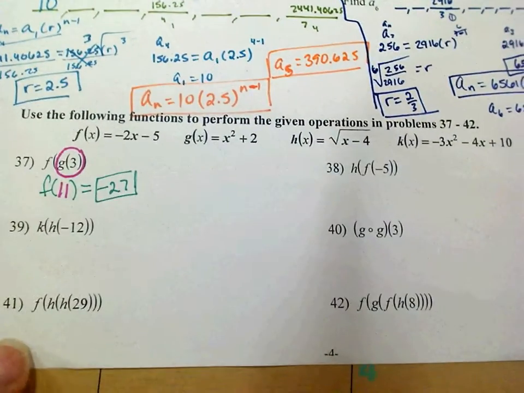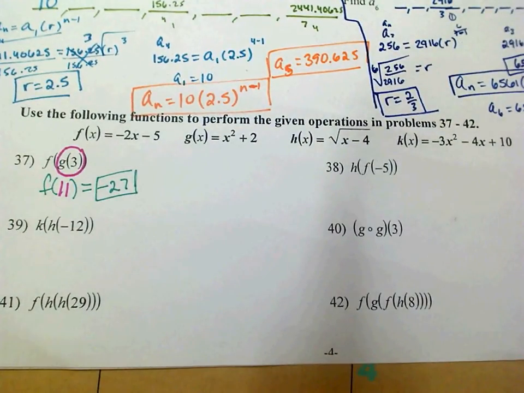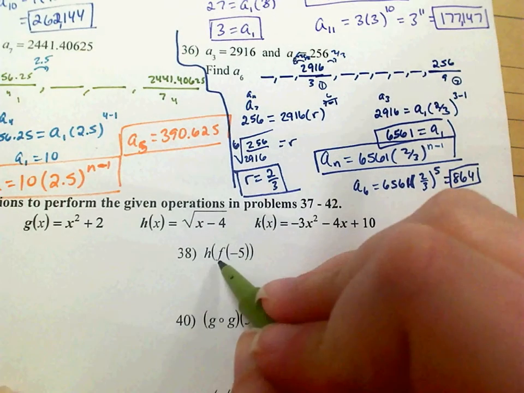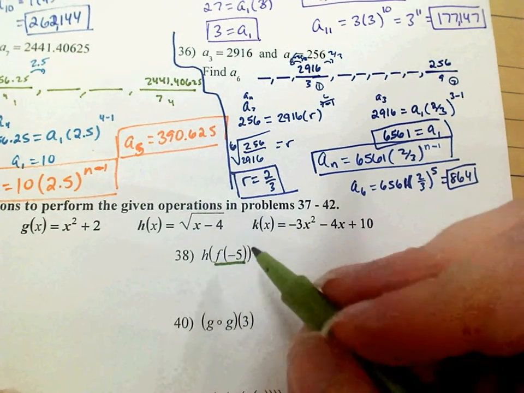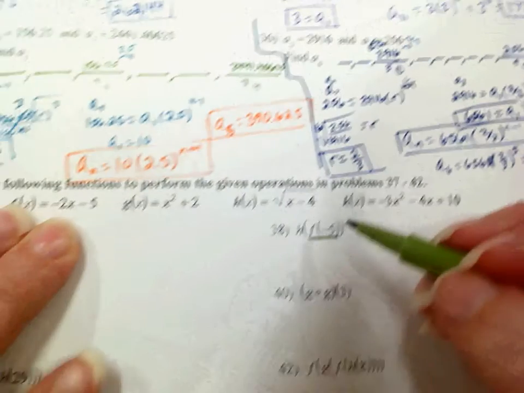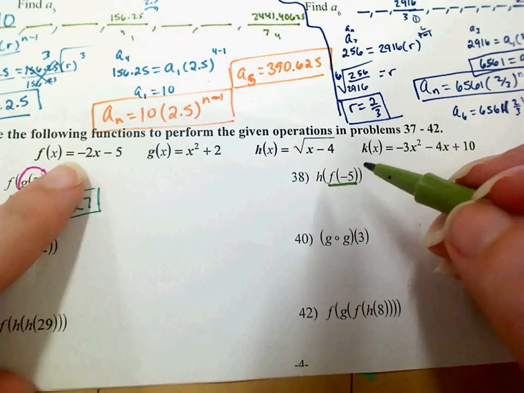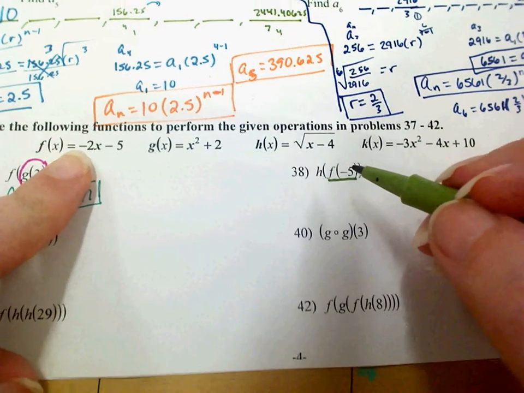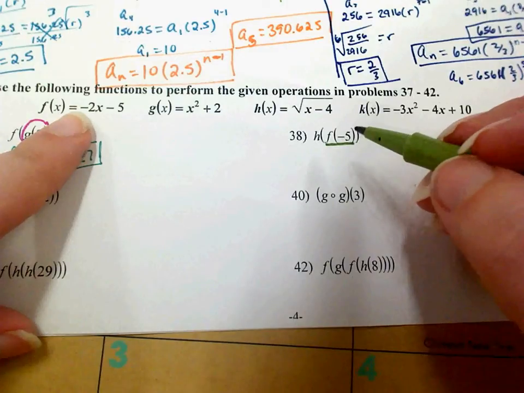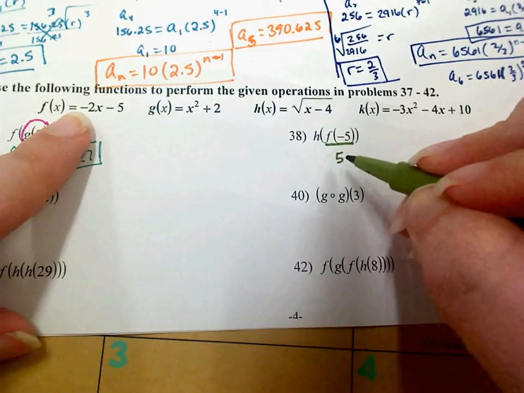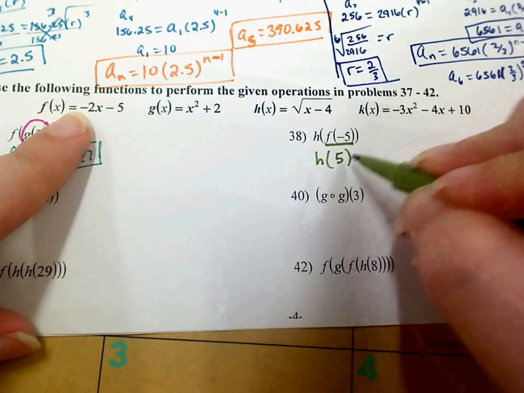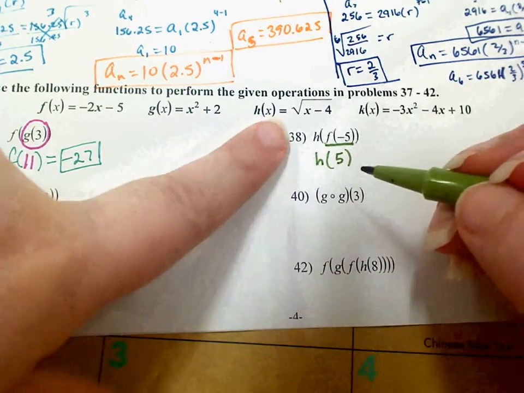Now on 38, I need to find h of f of negative 5, so I need to find f of negative 5 first. So when I plug in negative 5 into f, I've got negative 2 times negative 5, that is a positive 10, minus 5, and that is 5. So I need to find h of 5. H of 5 is the square root of 5 minus 4, which is 1, so that is 1.